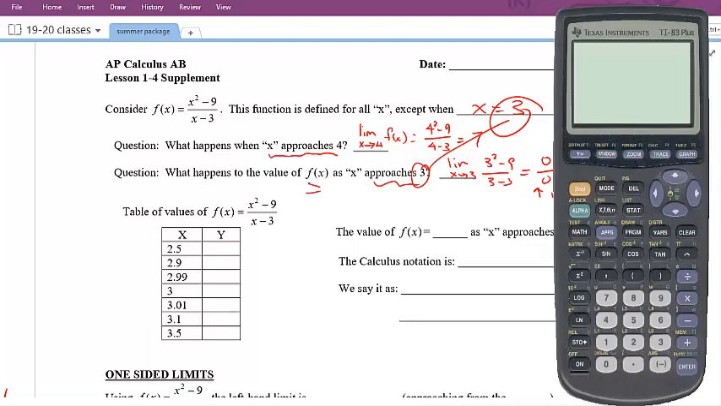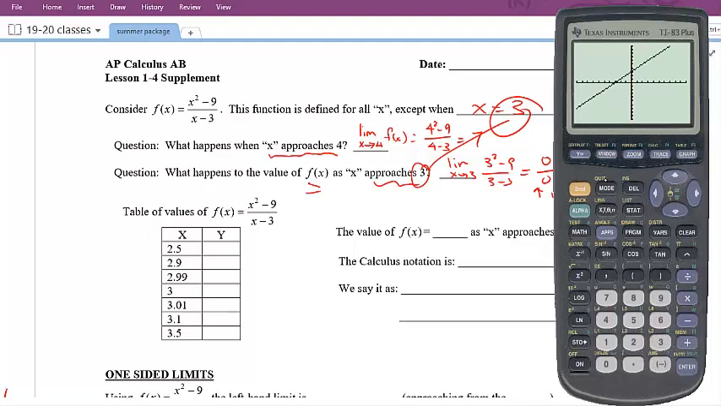Grab your calculator. Let me clear some of this stuff. I always like to put brackets, so I bracket the numerator, and I also bracket the denominator. We'll press graph. You get the lovely graph. Ooh, hey, it looks like a straight line.